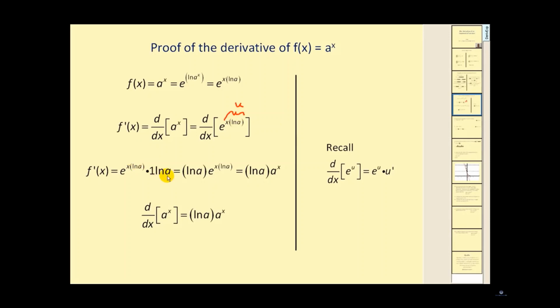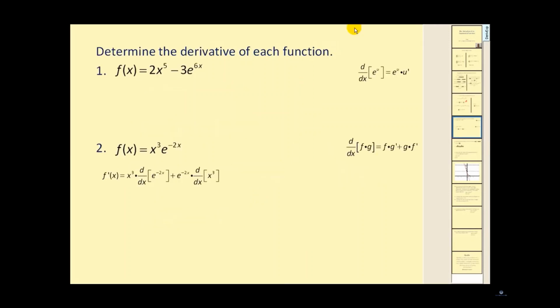Now natural log a is just a constant, so the derivative of u is just natural log a, which gives us natural log a times a to the x when a does not equal e. Again, you may want to pause the video to take a closer look at this, but that's the general idea. Let's go ahead and put it into practice. Let's say we want to find the derivative of each of these functions.